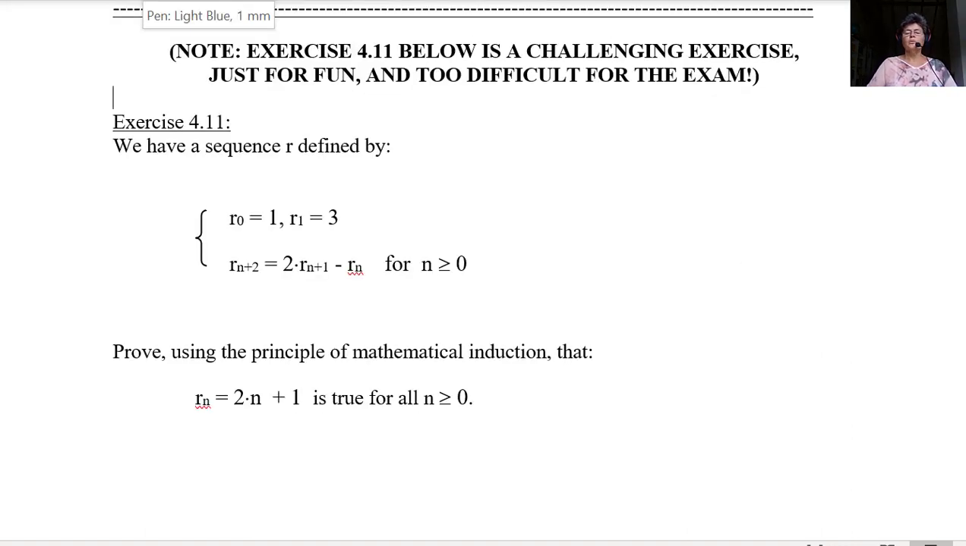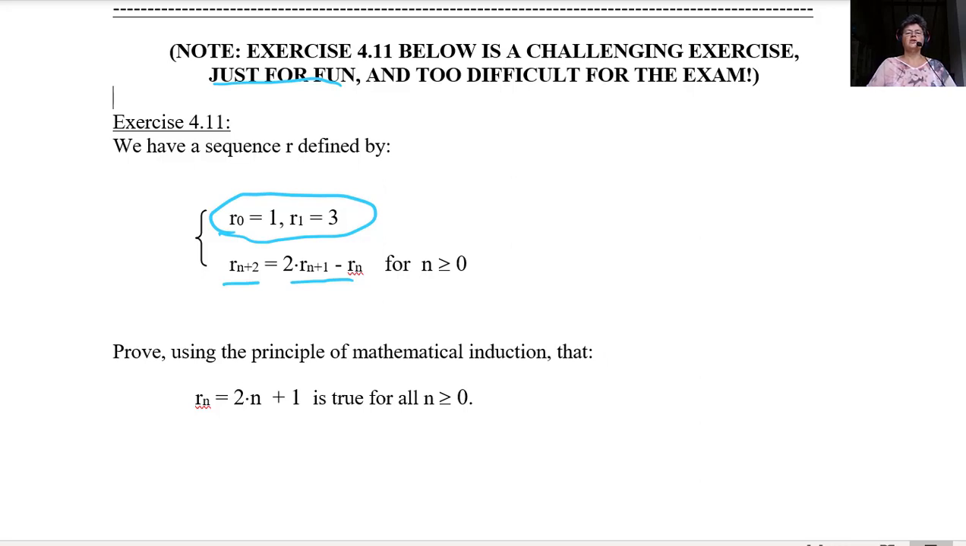So exercise 4.11. Please note it's really just for fun. So if you had enough of math, then just end the video now, and otherwise just join me in this exercise. And the difficulty here is that we're working with 2 base values and with a successor which is depending on 2 predecessors.